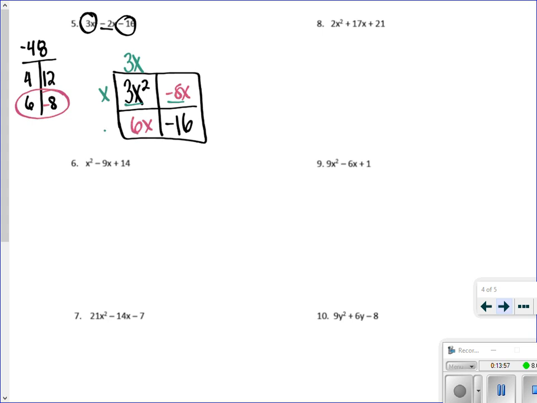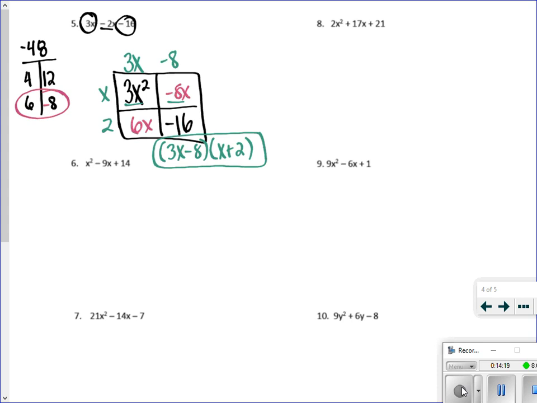What would be underneath the x? A 2, and then what would be up here? Negative 8. So your 2 parentheses: 3x minus 8, and then x plus 2. Okay. Let's look at number 8.